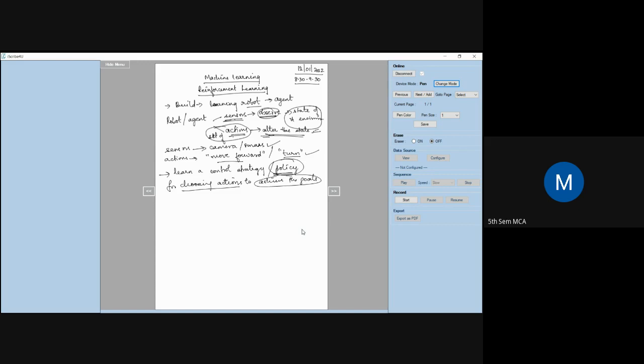So this chapter of reinforcement learning is concerned with how these robots are going to learn these policies by experimenting in their environment. That is what we are going to learn in reinforcement learning. Any doubt so far?